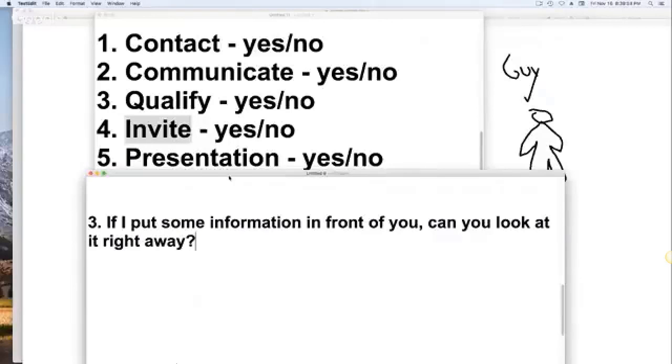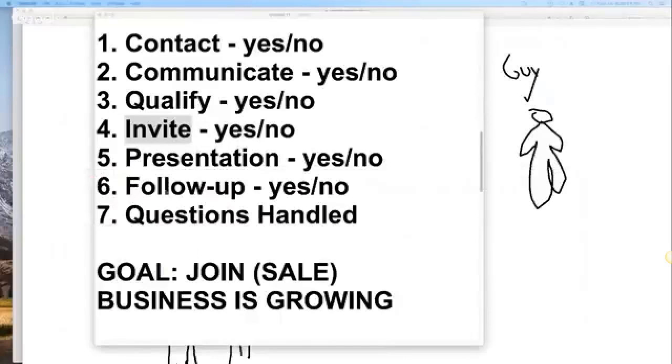Because there's always another person. There's 7 billion people in the world. All I got to do is run this process. 1, 2, 3, 4, 5. 1, 2, 3. No. 1, 2, 3, 4, 5, 6. No. Not for him. Okay. 1, 2, 3, 4, 5, 6. Boom. New member of my business.